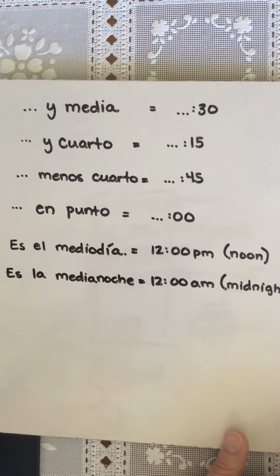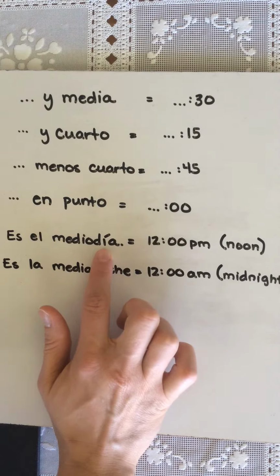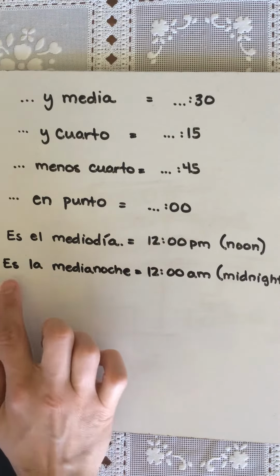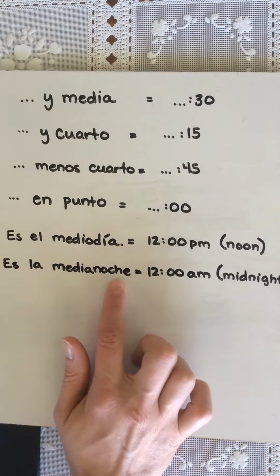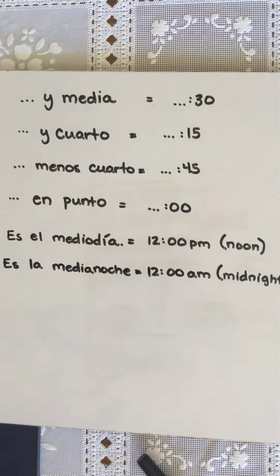Okay, if I'm talking about noon, 12 o'clock noon, I can say es el mediodía. Literally, it's midday. Mediodía. If it's midnight, I can say es la medianoche. It's midnight. Literally, it is the middle of the night. Medianoche. And we also have a few other phrases to help us with what part of the day it is.